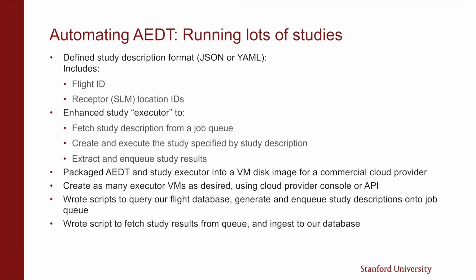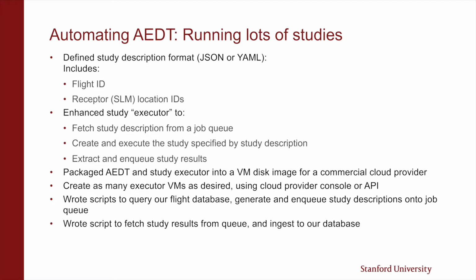In order to automate the running of lots of studies, we defined a study description format in either JSON or YAML. This includes the flight ID from our database and the IDs of every receptor location, which is generally where we have sound level monitors. We then enhanced our study executor to fetch a study description from a job queue, create and execute the study specified by the description, and finally to extract and enqueue the study results onto a results queue.